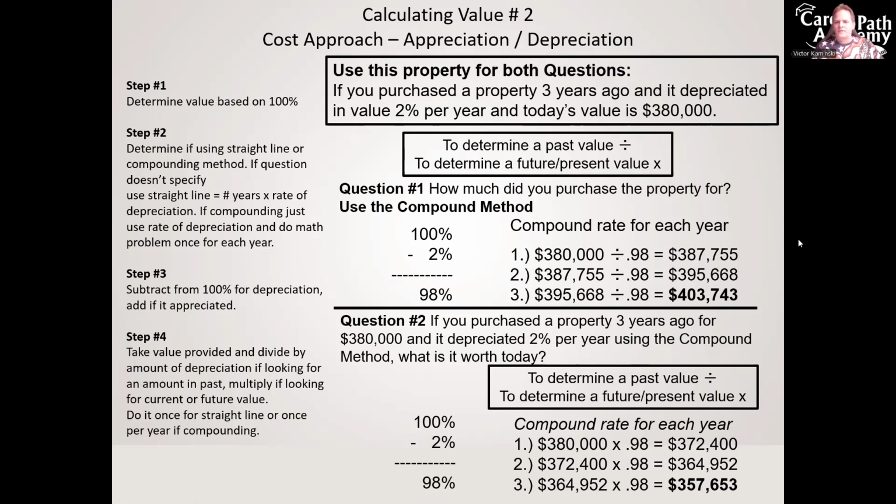So then, teacher, I have a question. On question 2, which one is the current, like the now, worth today? Is it 357? Yeah, 357,653 is the correct answer. 3 years ago. Oh, okay. I see.